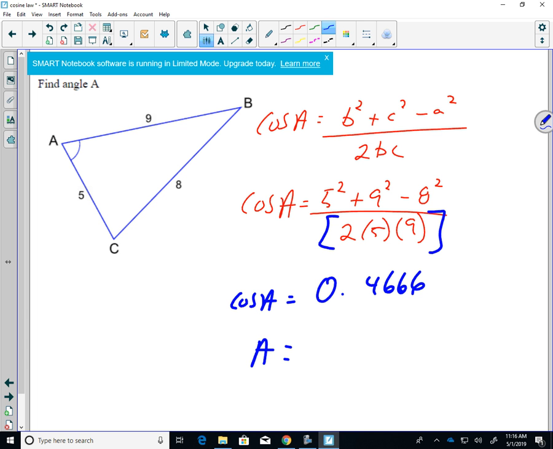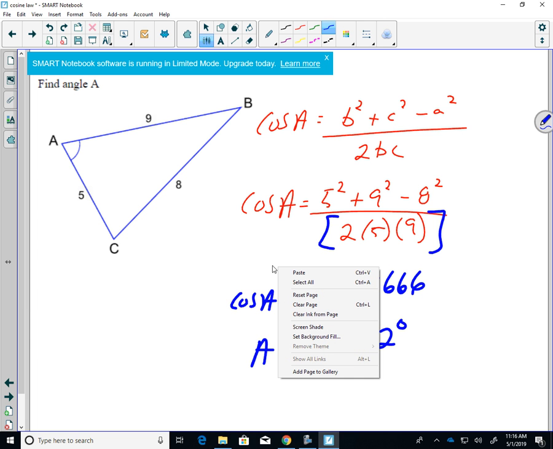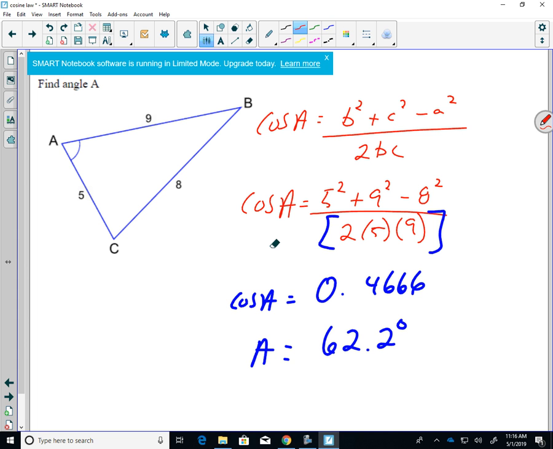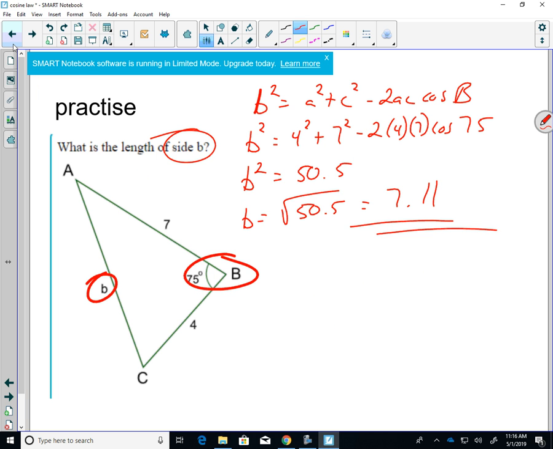How do I do it? I get 62.2 degrees. How did I get 105? Remember, both for finding the angle and finding the side, you have to do something at the end. You have to do the inverse cos, or you have to do the square root. That's the part that kids always forget.